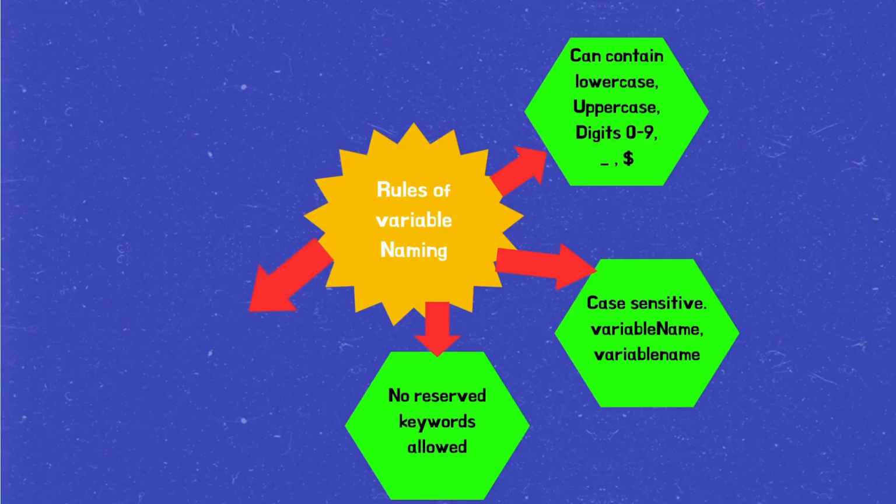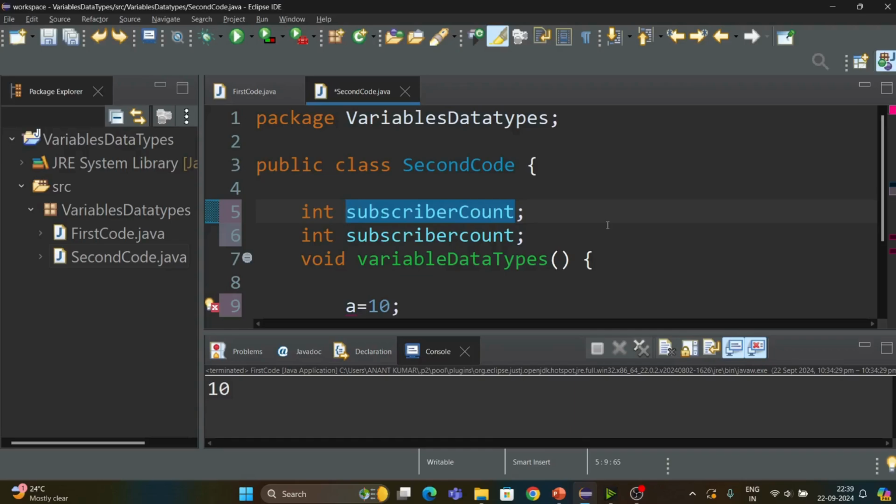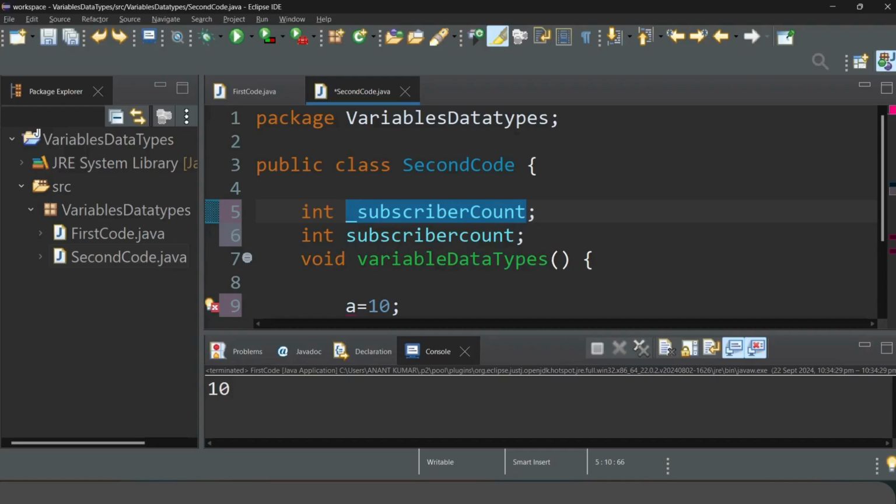The next rule is, although you can have digits in your variable name which is from 0 to 9, a variable name should not start from digits. You can start a variable name from lowercase, uppercase, underscore, and dollar, but it should not start from digits. Let's check that too. So let me start this variable name with 9. So it will give you an error. So let's start with underscore. With underscore it can be done. Let's start with dollar. With dollar it can be started.